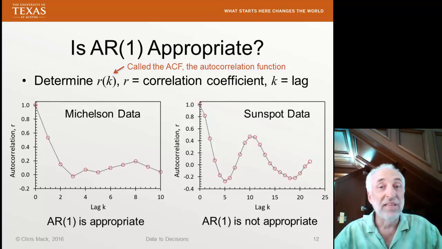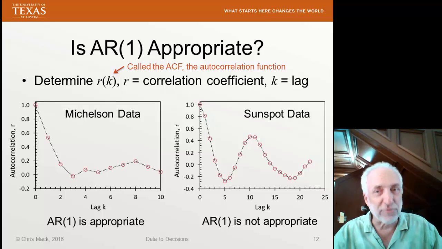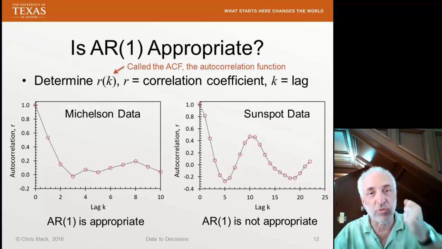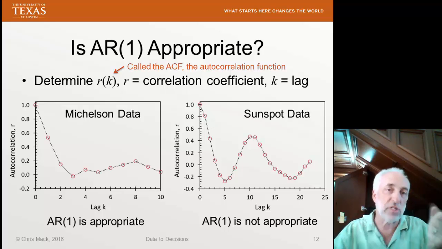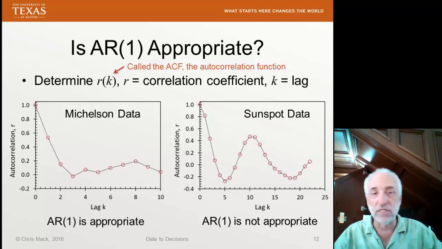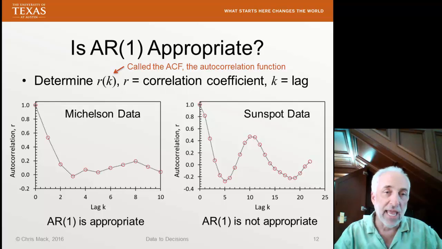This is nothing more than the correlation coefficient for different lags. So the correlation coefficient for a lag of 1 gives us a certain number. If we use a lag of 2, we can calculate a correlation coefficient between the data residuals and the residuals lagged 2. We keep doing that for all of the different lags out to some number, and we can plot the autocorrelation coefficient R versus lag.